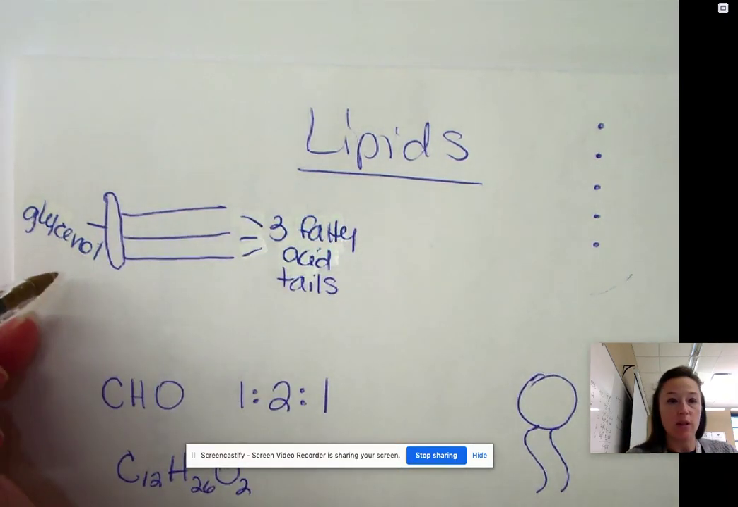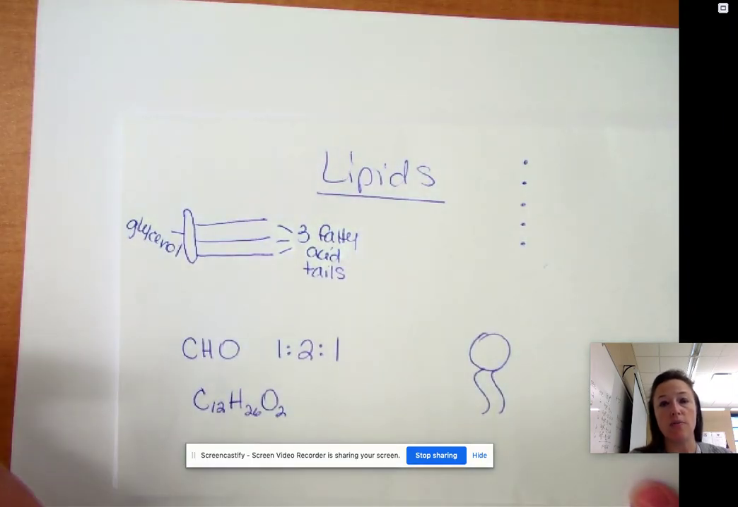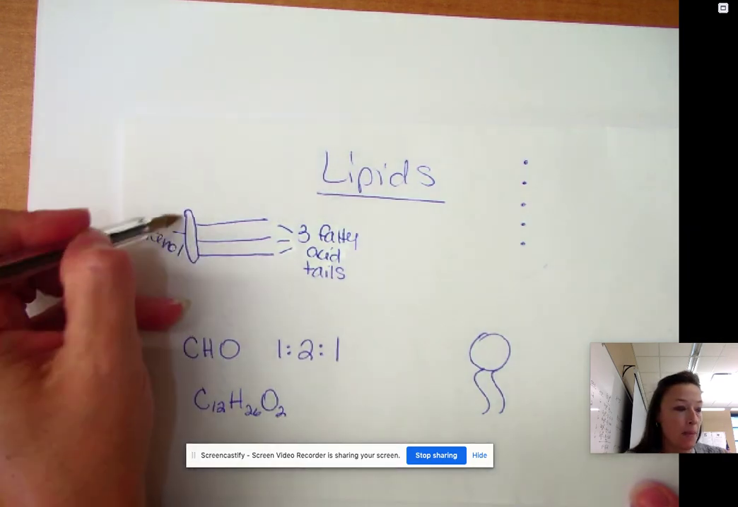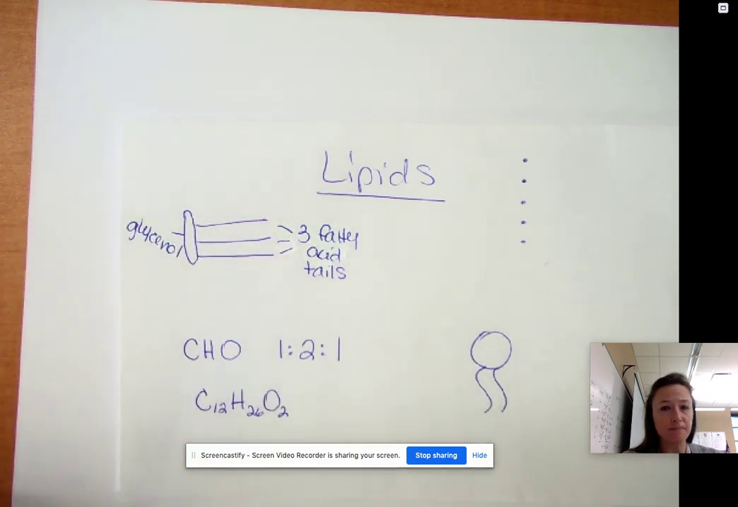And that is one of the reasons it is not a true polymer, because polymers by definition are molecules that are made up of the same repeating parts. So an amino acid, another amino acid, another amino acid, or a monosaccharide and another monosaccharide, another monosaccharide. Because this is made of two different molecules, glycerol and these fatty acids, it is not the same molecule repeating, so it is not a true polymer.